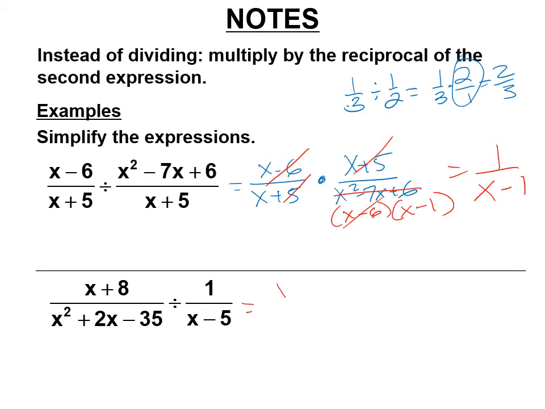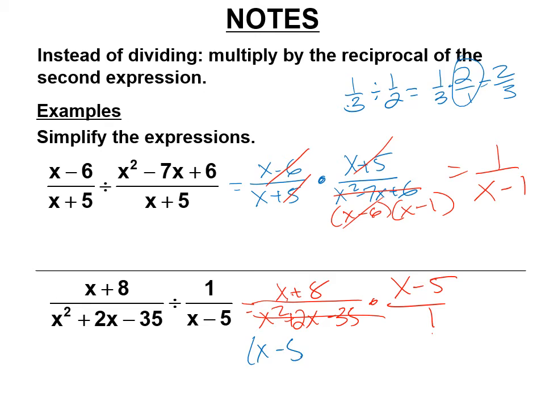So this is x plus 8. The first expression when you're doing this never does anything. And you multiply it by x minus 5 over 1. All right, so we're not going to be able to cancel this x plus 8, at least from here. So we're going to cross that out, and we're going to look for an x minus 5. X minus 5 times x plus 7. Yes, and so this is x plus 8 over x plus 7.